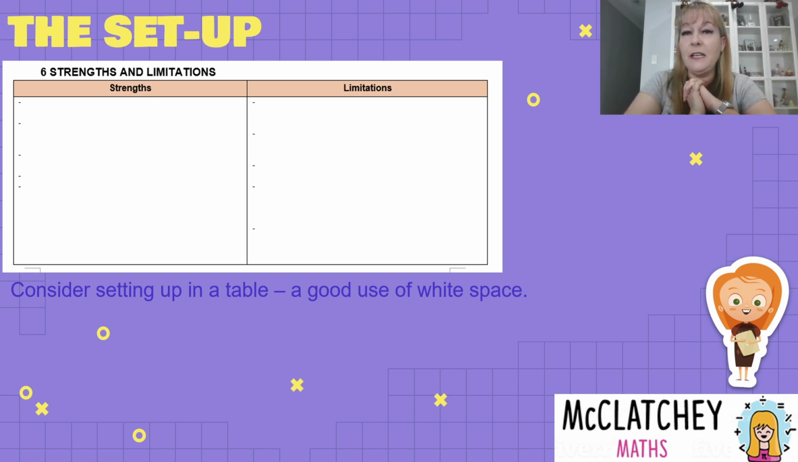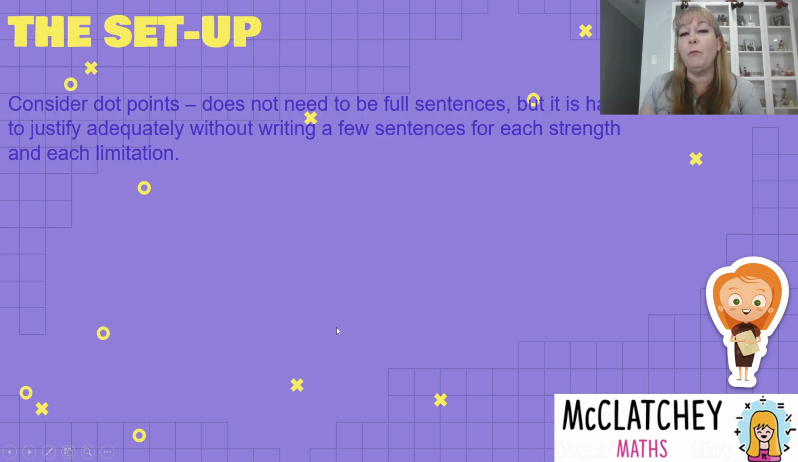I think personally, doing it in a table is an excellent use of white space. You've only got a limited page number that you can write your assignments to, and often if you do things as lists, you'll have half the page that's disappearing there and not being used. It's just white space. So a good way to set it up is in your table. You can use dot points. It doesn't need to be full sentences. However, it is hard to do an adequate justification without writing a few sentences for each strength and each limitation.